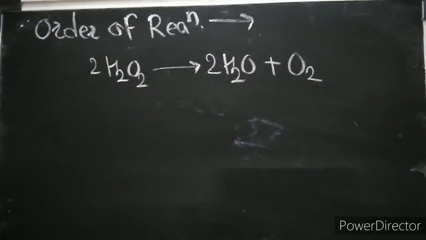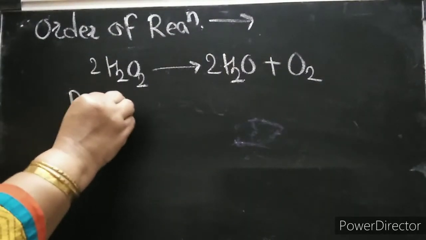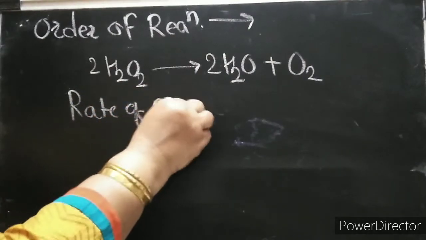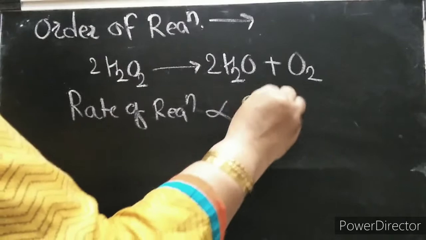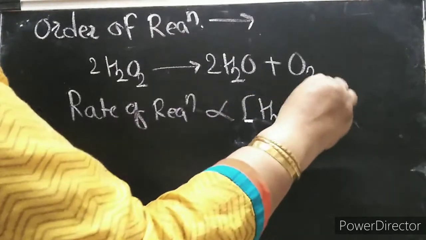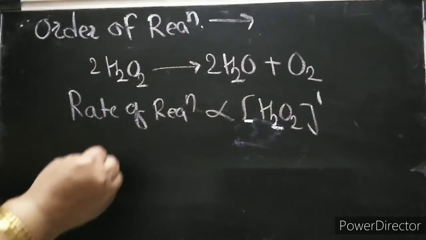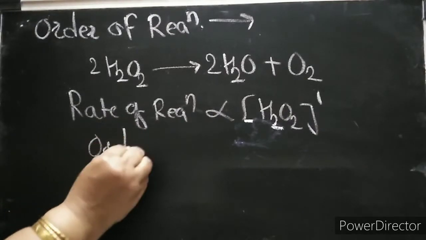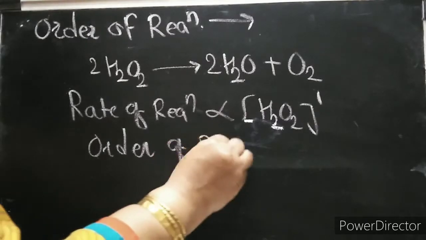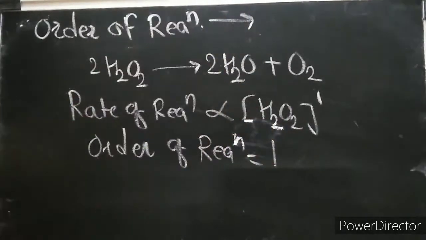Experimentally, it is observed that the rate of reaction is proportional to the concentration of H2O2 raised to power 1, not 2. 2 is the stoichiometric coefficient, but experimentally it is found that the rate is proportional to the concentration of H2O2 raised to power 1. Therefore, the order of reaction is 1. First order reaction. So this is the example of a first order reaction, the decomposition of H2O2.